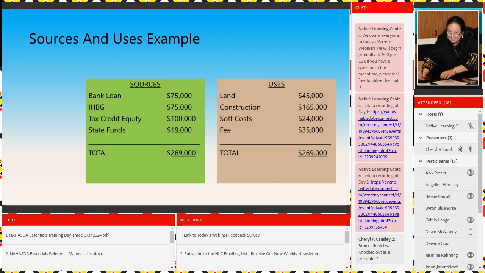So here's your example. If you can get a bank loan for $75,000, you're going to use your Indian Housing Block Grant, $75,000. You have a tax credit equity of $100,000 and state funds of $19,000. Your total sources are $269,000. Hopefully, your uses, your expenses, are going to be the same amount or less. So land, $45,000. Construction estimates at this point, $165,000. Soft costs at $24,000. Different fees at $35,000. So you've got $269,000 across the board.